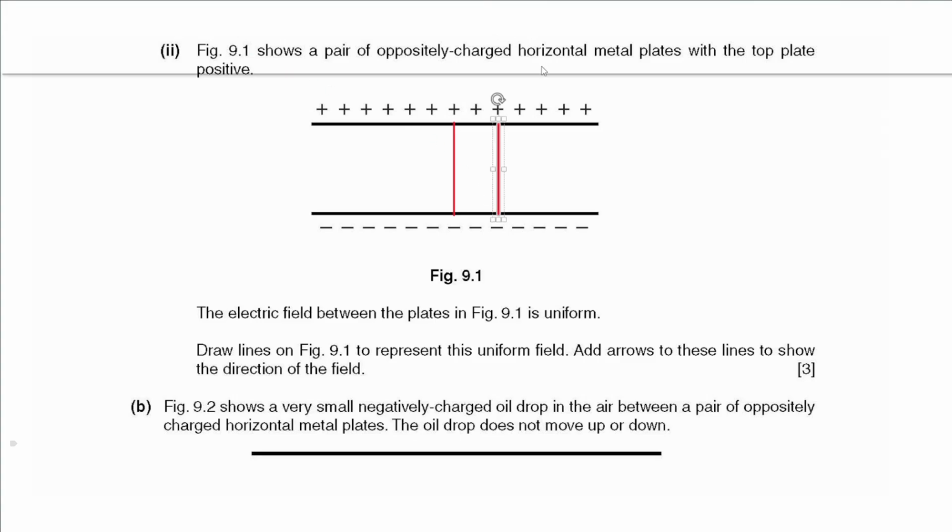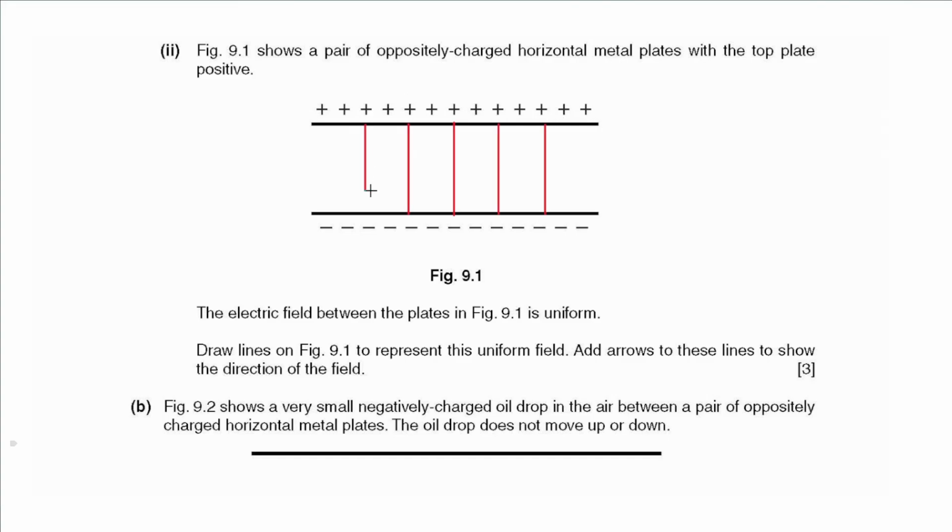Just make sure that they look equally spaced like this and parallel. You can draw another line here. And last, the direction is from the positive charge to the negative charge, so here it is pointing downwards. So parallel equally spaced lines from positive to negative.